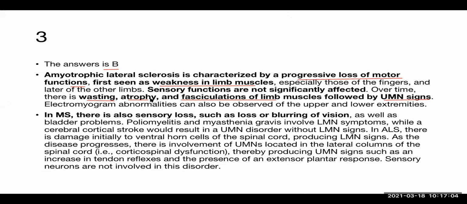So combination of both lower as well as upper. Electromyogram abnormality can also be observed of the upper and lower extremity. This is a feature of lower motor neuron features. Now, other points are also highlighted here.